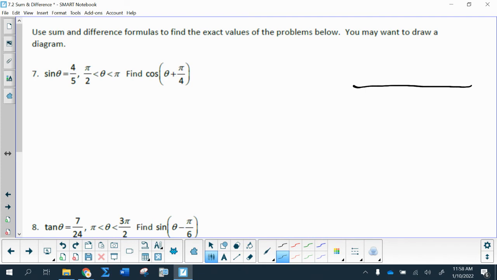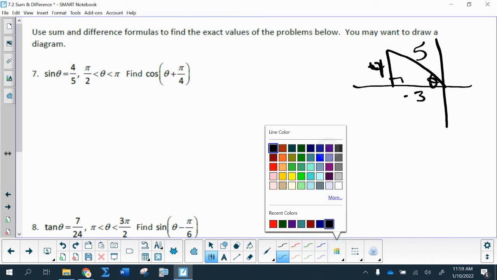We're going to draw the triangle in the correct quadrant. So this is in quadrant 2 because it's from pi over 2 to pi. So in quadrant 2, sine is positive. That's a 4. Hypotenuse is 5. That means our adjacent side is negative 3. This is theta, okay? So now I'm going to use this picture and what I know about pi over 4 to solve this addition problem.